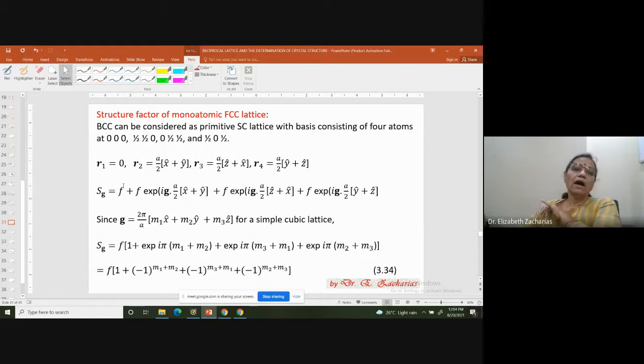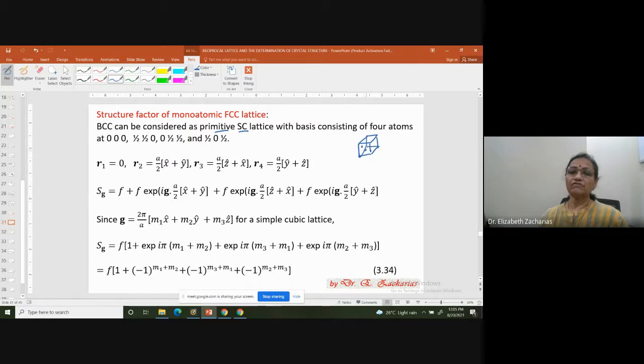Okay, now how can you talk about a primitive lattice for FCC? Because FCC is going to have more than one atom. So how do you write a primitive lattice for FCC? For FCC also, you can write a simple cubic as the primitive lattice. So how do you do that? Take one of the corners and take the 3 nearest face centers.